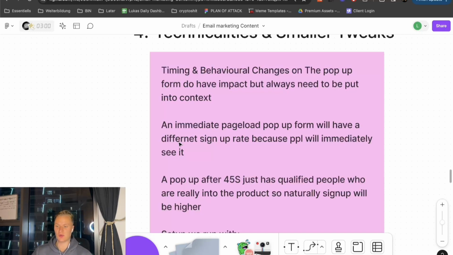So without actually going into anything, they will just sign up. With a pop-up form after 45 seconds, they will most likely just have qualified people who would have bought anyways. So they are really into the product already, so naturally sign up will be higher.